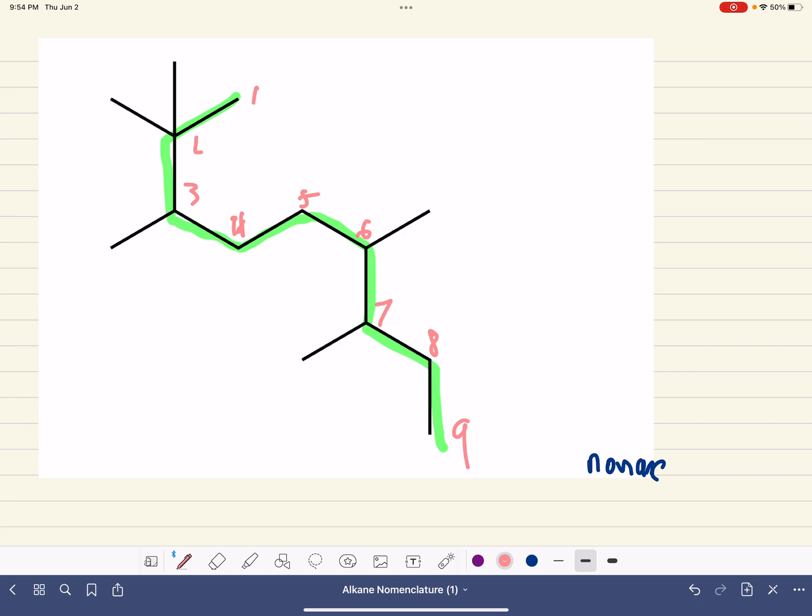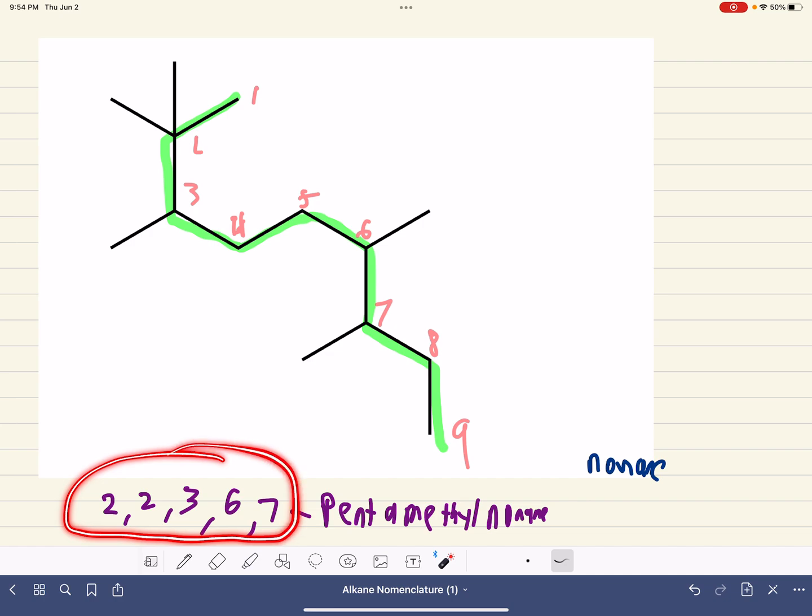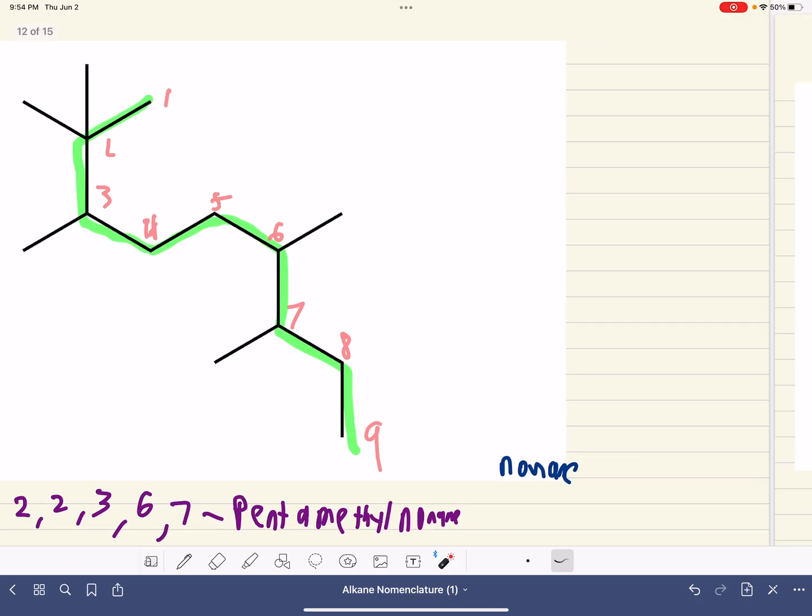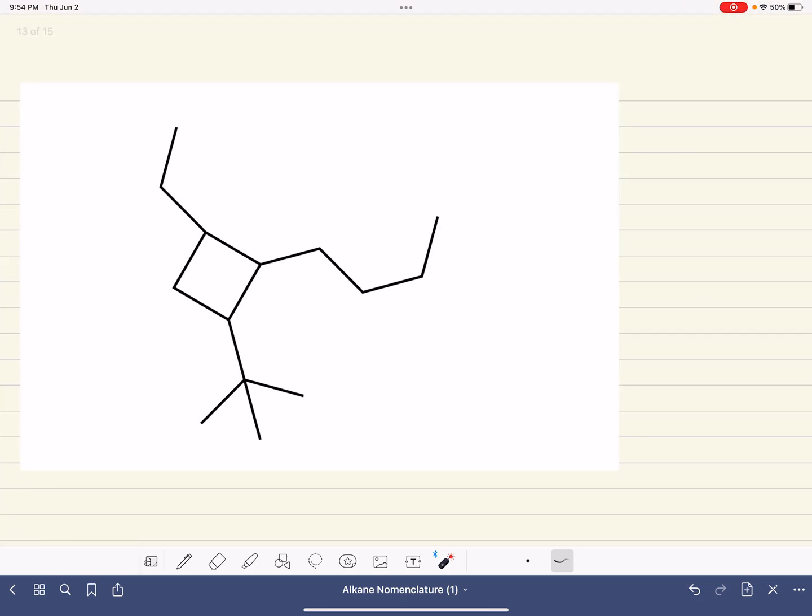So this molecule would simply be named 2, 2, 3, 6, 7, dash, and because we have 5 methyls, it's pentamethylnonane. So I included all the positions of the 5 methyls. Penta for 5, methyl nonane. So 5 methyls on a 9-carbon chain at these positions. Okay, so that's our first example here. Not too bad.